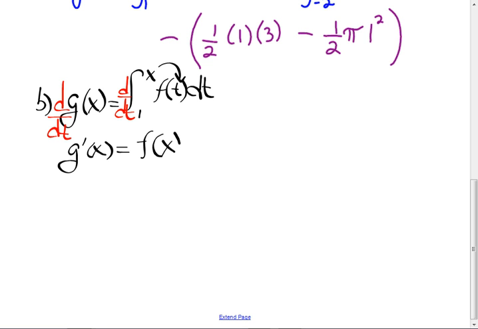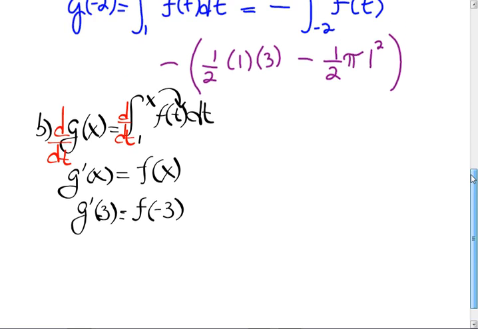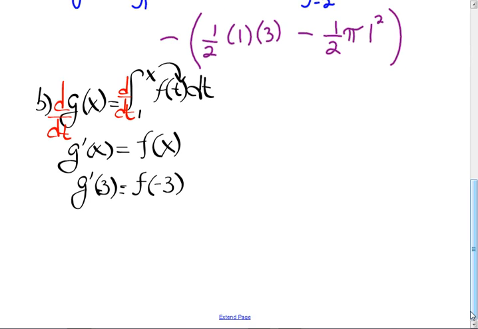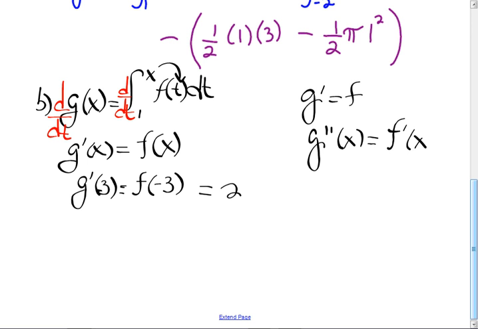F of x. So what's g prime? Is that 3? Positive 3? Yes. Negative. -3 is f of -3. And I think we could write the equation of the line, or you can read it off the graph. What's f of -3? 1, 2, 3. -3, 2. That one's pretty good. It's 2, right? See that? I like these problems. Then, if g prime is equal to f of x, then what's g double prime? F prime of x, right?